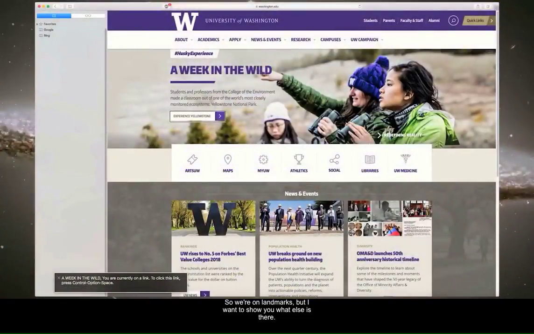Landmarks menu. So I'm going to press Control and Option. To back up a second, most VoiceOver commands use Control and Option. Control and Option with the arrow keys will move your cursor around the page. And Control and Option with other keys such as U, Control Option U, will pull up a list of different things that you can find on the page. We're on landmarks, but I want to show you what else is there.